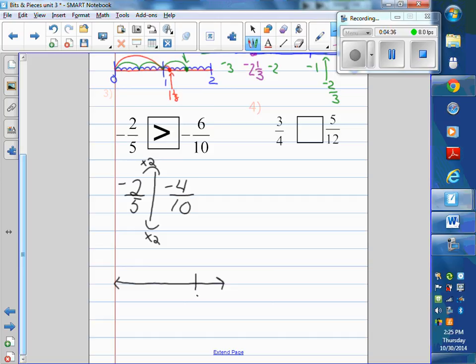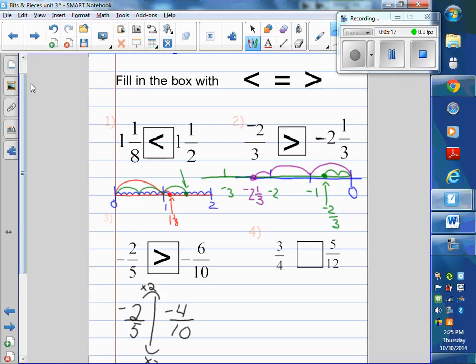So if this is 0 and I had tenths, this would be -1. -4/10 is right here. And that's farther to the right than -6/10. So since it's on the right, it's larger. Raise your hand if you have a question so far. Neve, do the next one.